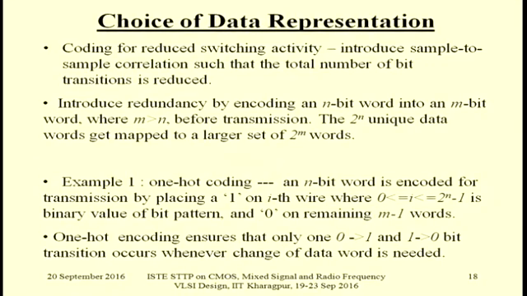Okay. Suppose the binary word is such that 1010. So it means that of the 256 words, only the 10th wire will be in logic 1, the remaining will be logic 0. So what is the gain we are getting? The gain is that when there is a change of value, it ensures that only one 0 to 1 and one 1 to 0 bit transition occurs.